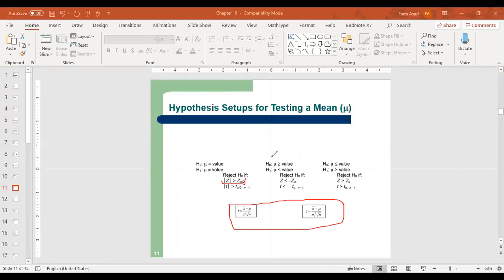These symbols are used for the right and left tail. For hypothesis testing, we will follow these steps in each and every question.